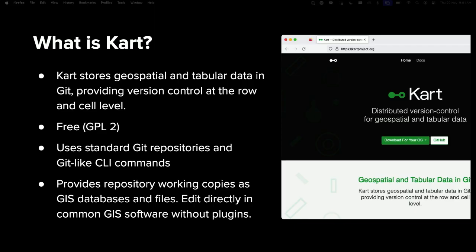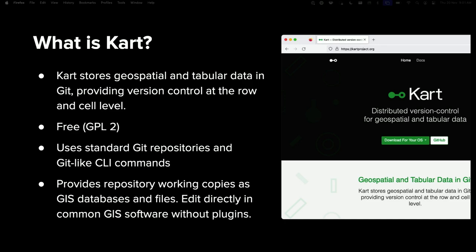But basically, Kart is Git for geospatial data. It stores geospatial and tabular data. It's a tool for version controlling your data. It can handle tabular data, vector data, and also tiled raster datasets and tiled point cloud datasets as well. It's totally free, GPL licensed, and it's a lot like Git. In fact, it has Git inside it, so Kart repositories are Git repositories under the hood.